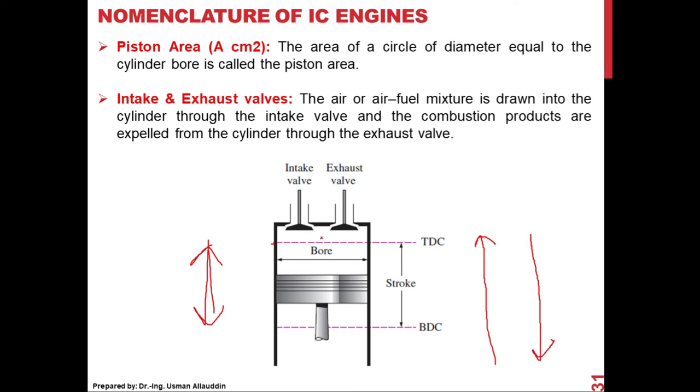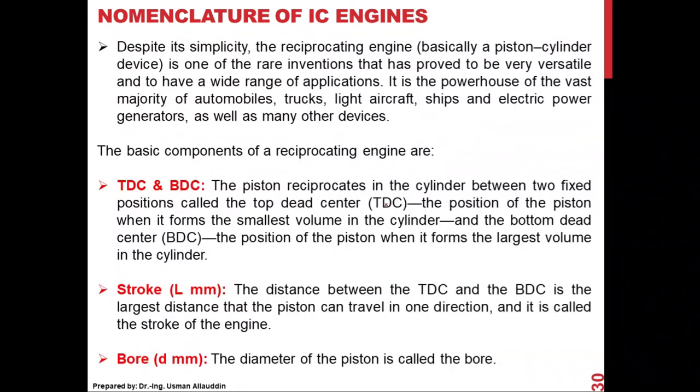So there will be a minimum volume formed in the cylinder. This position is called top dead center. So at top dead center, the volume will be minimum in the cylinder. Then when the piston goes down, it will come here, stop, and then go up. This is called bottom dead center. At bottom dead center, the volume will be maximum in the cylinder. At top dead center we have the clearance volume, and at bottom dead center we have the maximum volume in the cylinder.